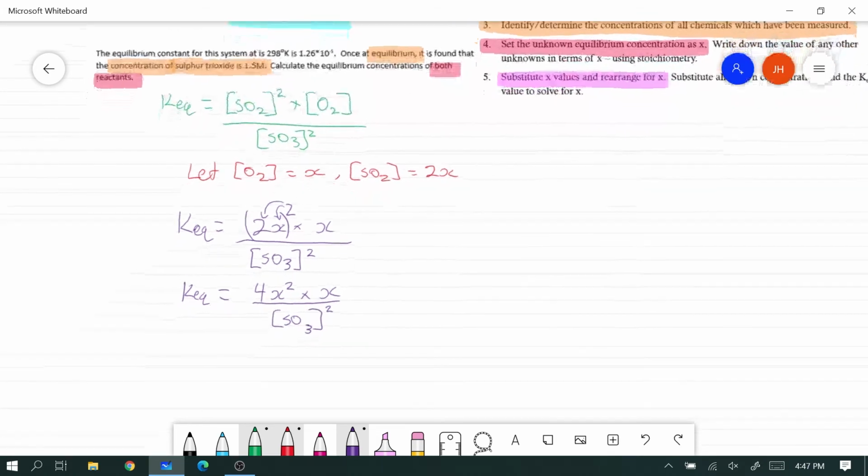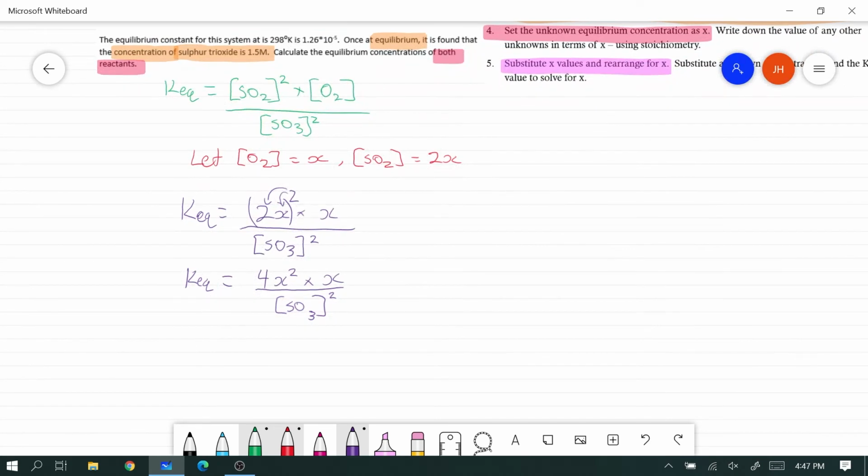squared. Next thing that we can do is just put the X terms on the numerator onto one side and move everything else over to the other. So if I move up my sulfur trioxide, it's going to be KEQ times sulfur trioxide all squared is equal to 4X. And because we're going to multiply the X squared and the X together, that becomes X cubed.